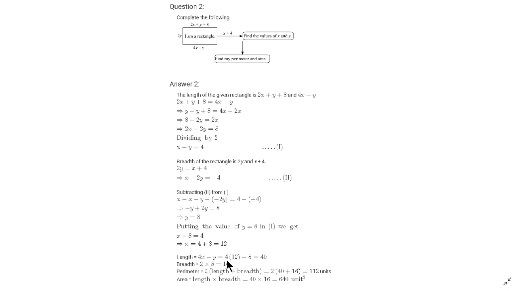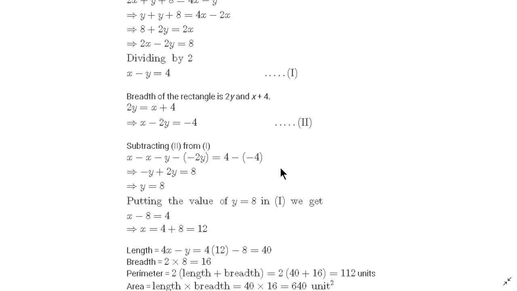4x minus y, which is 4 into 12, 12 is x, minus y is 8. So that we got the length is 40. Similarly, we got 2y. 2y means 2 into 8, 16. So 40 and 16 are the sides of the rectangle.